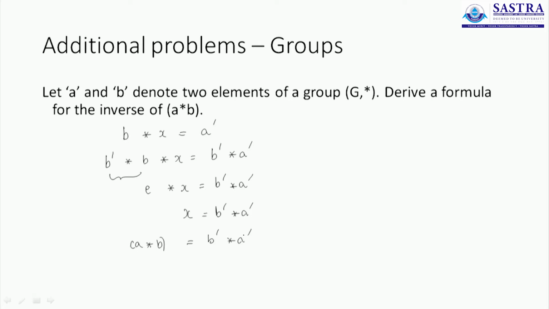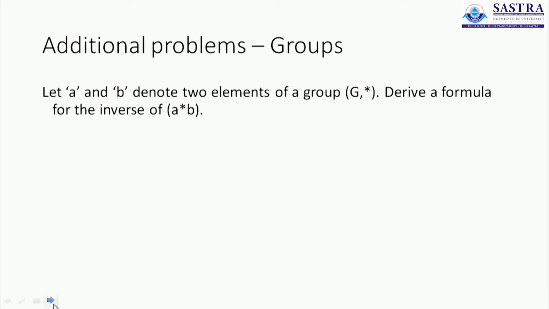Kindly observe the way the order has been reversed. Here A was operating on the B from the left, here B dash is operating on the A from the left. So that is how the inverse of the element A star B is being identified. Now we can discuss a couple of examples which will help us understand the concept.